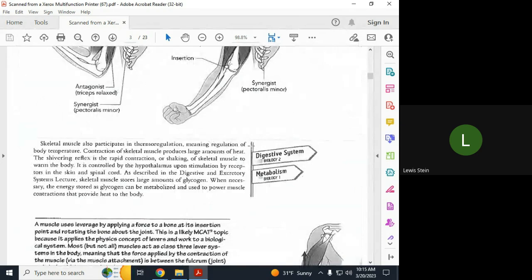Thermal regulation, you're aware of. Contractions, heat, shivering, reflexes, a rapid contraction, different than just generic contractions. The shivering are those rapid contractions designed to dissipate heat, which hopefully we're done with for a while.